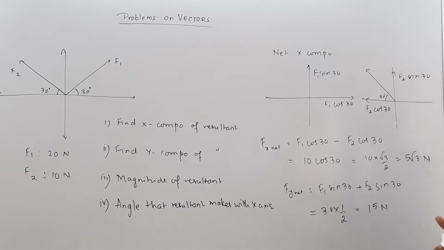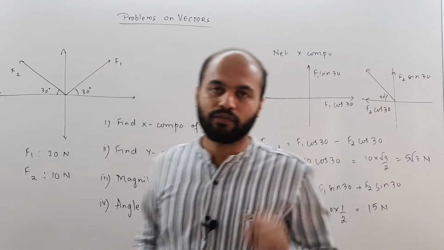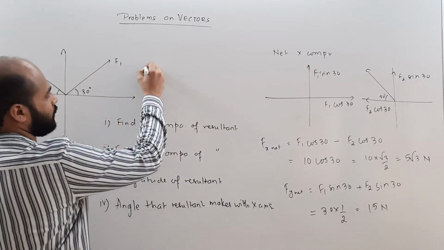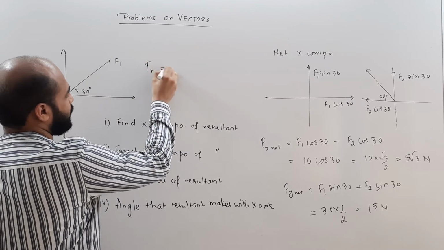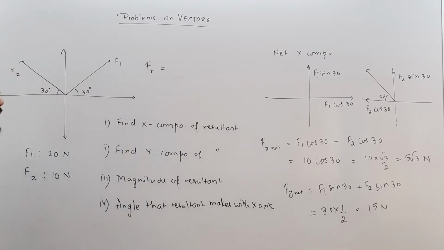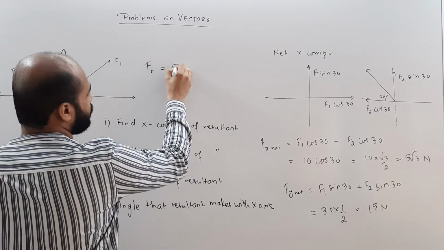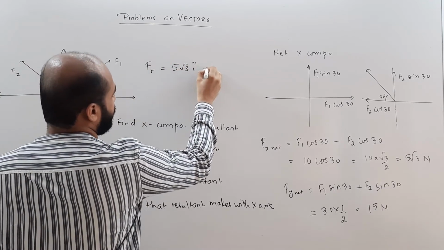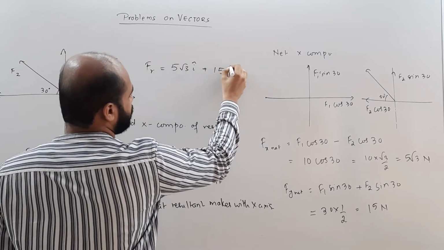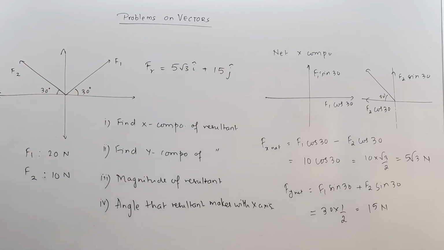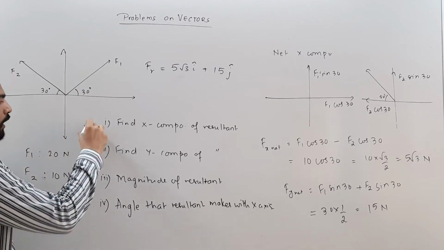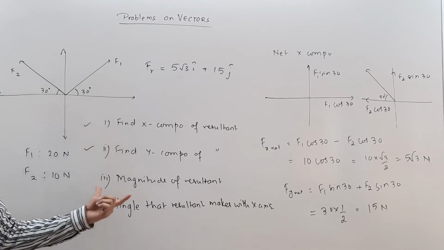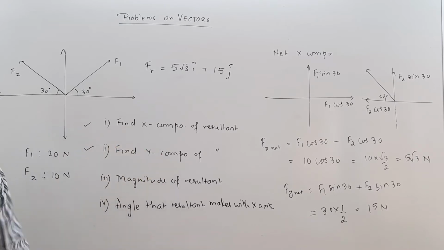Now we can write the resultant in vector form. So the resultant Fr, which is F resultant, we can write as 5 root 3 i cap plus 15 j cap. Now this is F resultant, and so we have been able to find this. Now is the time to find the magnitude of this resultant.